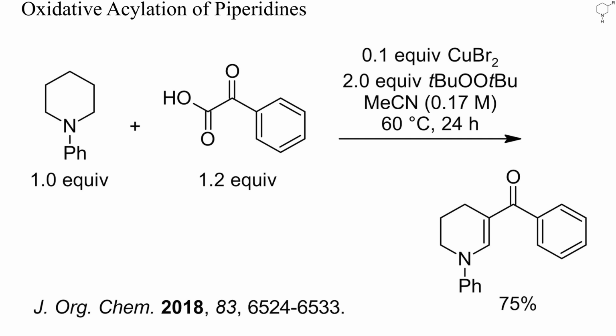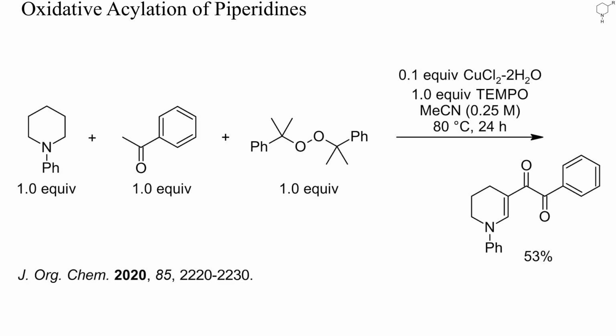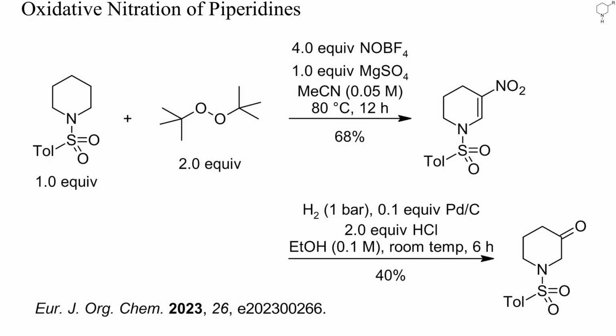Here an alpha-keto acid was used as a source of a benzoyl radical, which then added to an intermediate enamine. With acetophenone and TEMPO instead, diketones can be obtained in moderate yield. Still, this is a quick approach to potentially valuable intermediates from inexpensive starting materials. Similarly, protected piperidine can be nitrated at position 3. Reduction and Nef reaction then yielded protected 3-keto-piperidine.